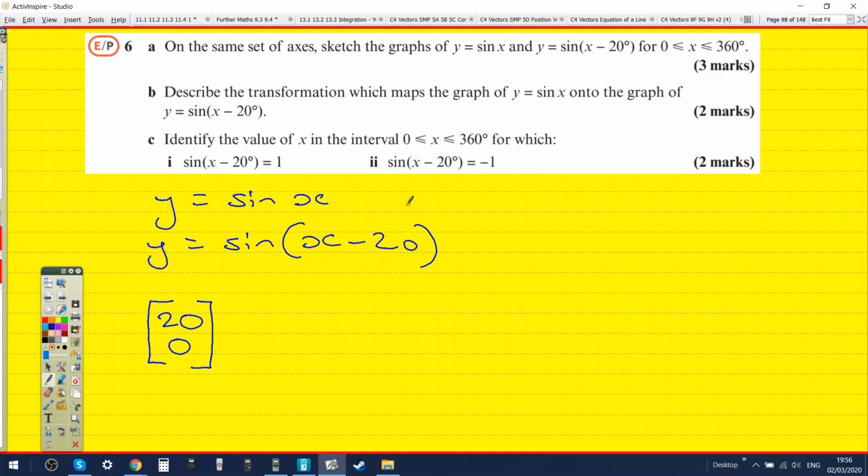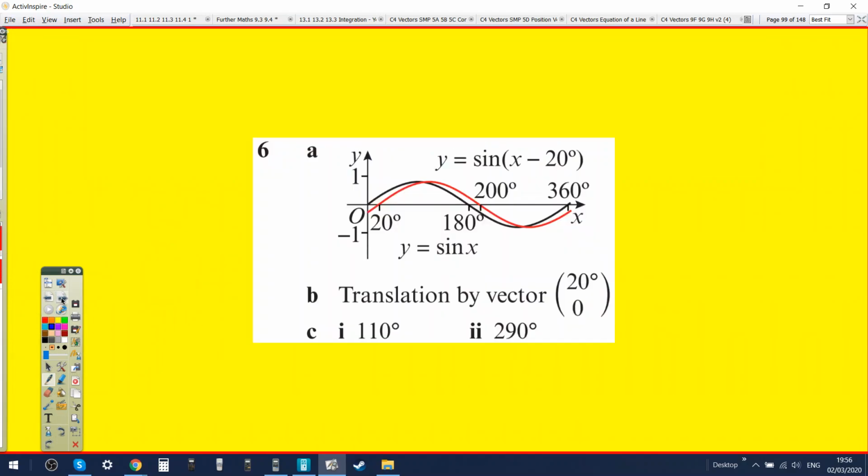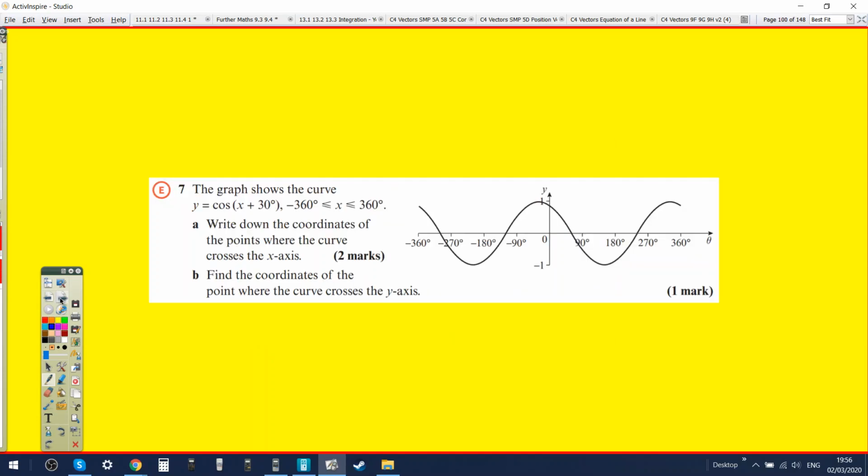Do you remember the name of the transformation when it's plus or minus? It must be added or subtracted to it. No. That is a translation. Right. So maybe we'll just go over these sometimes. So translation by vector 20, 0.